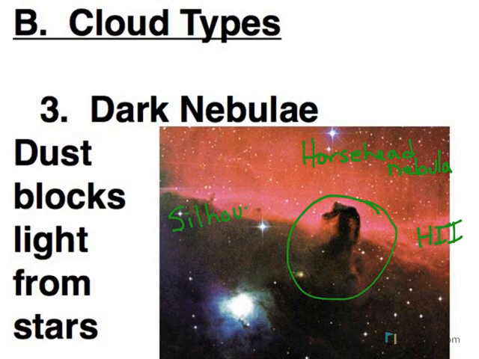Let's see if I can spell it correctly. That's close. So the silhouette is the cloud, and it is blocking the light, so we see it as a dark silhouette in front of a light source, and so hence the name a dark nebula.